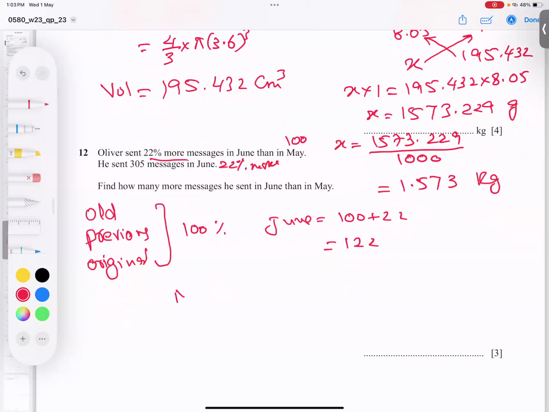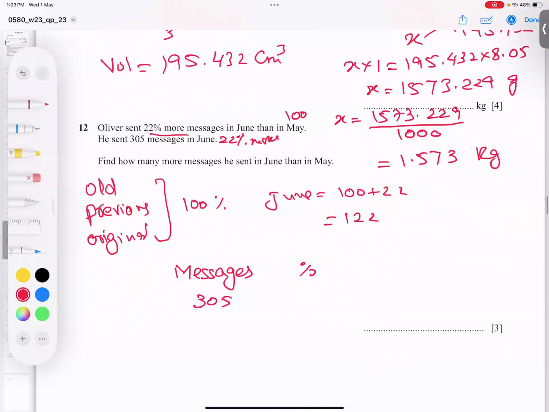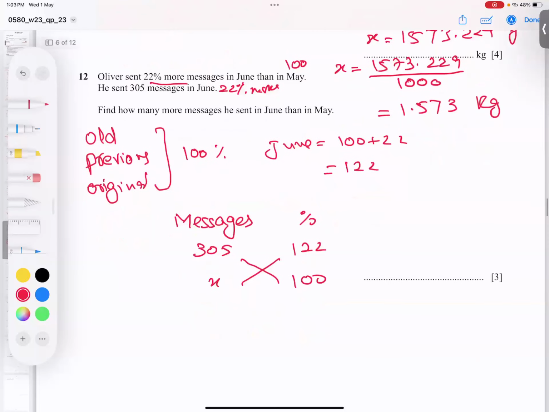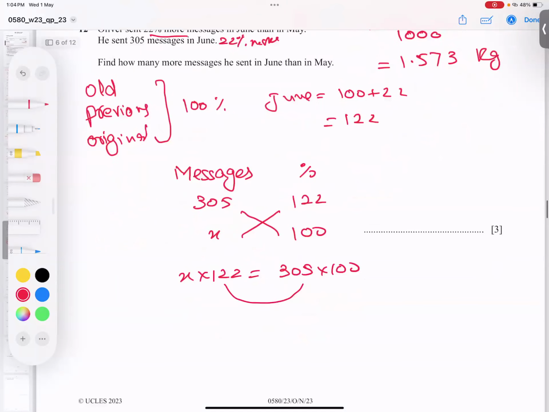I write here messages, a title, and write percentages. So 305 is equal to 122, after adding 22. And he is asking for the previous one, the month of May. So 100 is unknown. And when I find it, X multiplied by 122 equals 100 multiplied by 305, and this 122 will divide, so X is 305 into 100 divided by 122.